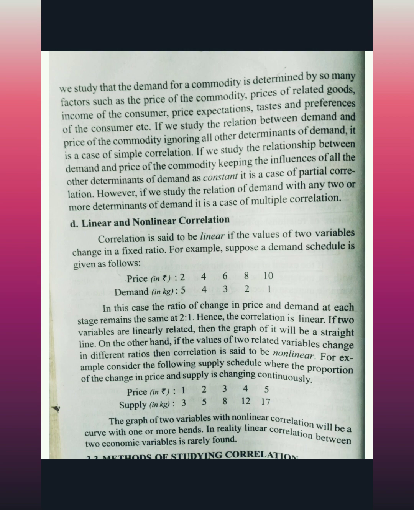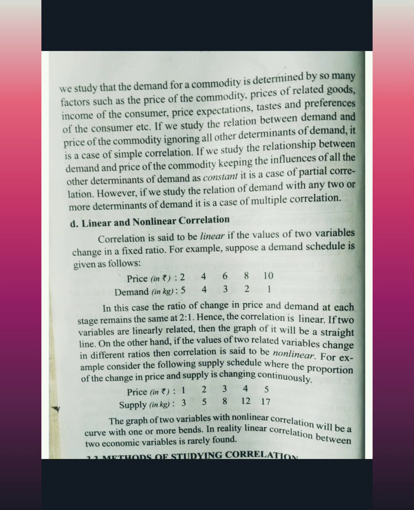And if we study the relation of demand with any two or more determinants simultaneously, that is called a multiple correlation. Clear? Simple means there is a relationship between only two variables. If we consider the relationship between two variables and other variables are constant, it is called partial. And if simultaneously we consider more than two or three variables, it is called multiple correlation. Clear? Then we move to the next type, linear or non-linear correlation, which is the last type of correlation.